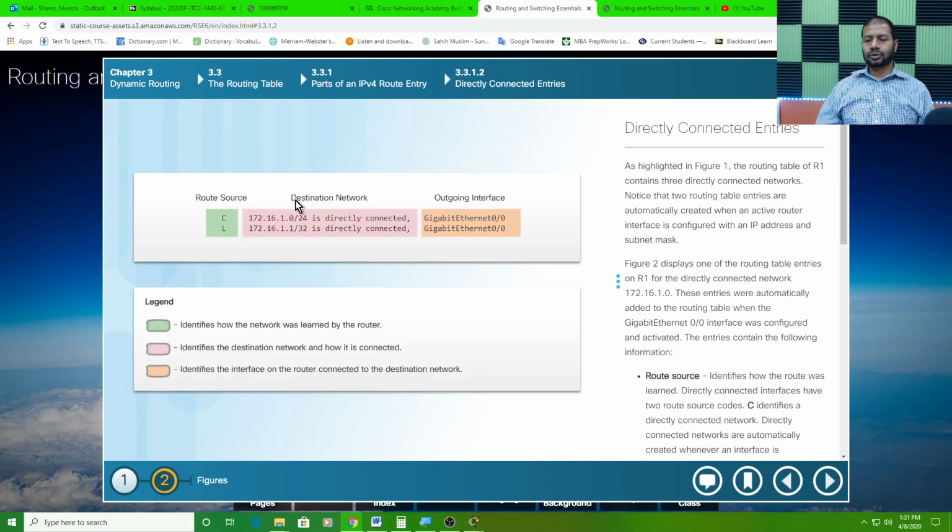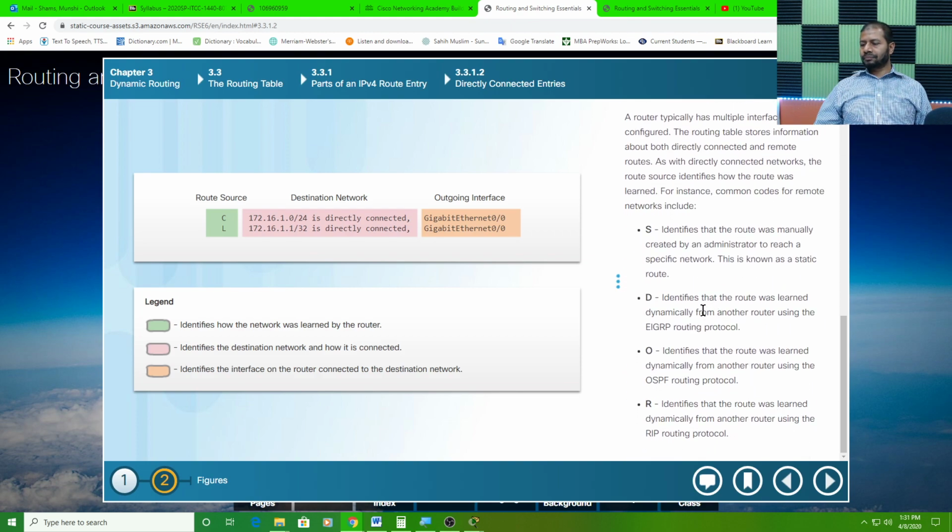So here, the first item is a letter, either C or L. C means directly connected network. L means local interface. And here is the outgoing interface. Here's the destination network. So this is the network that is connected, and this is the IP address that is attached to that interface. Okay, simple enough.